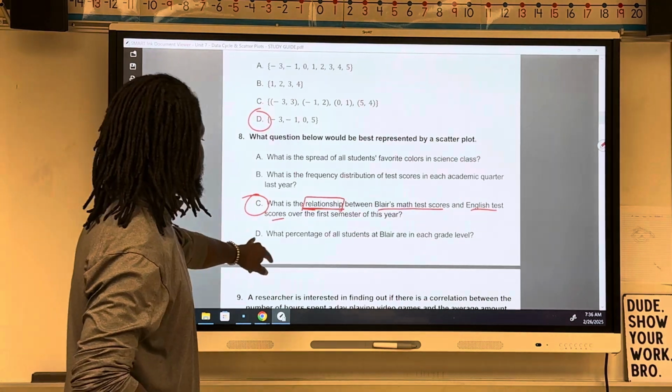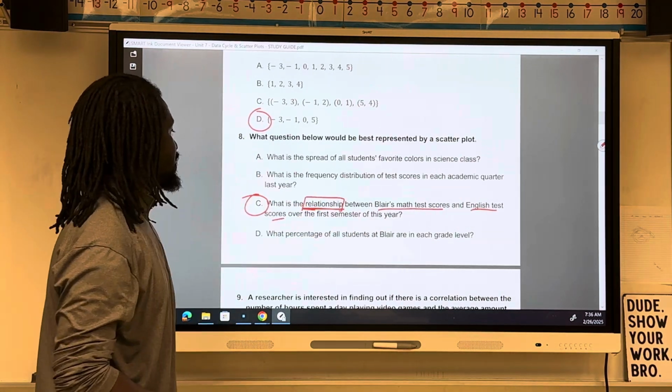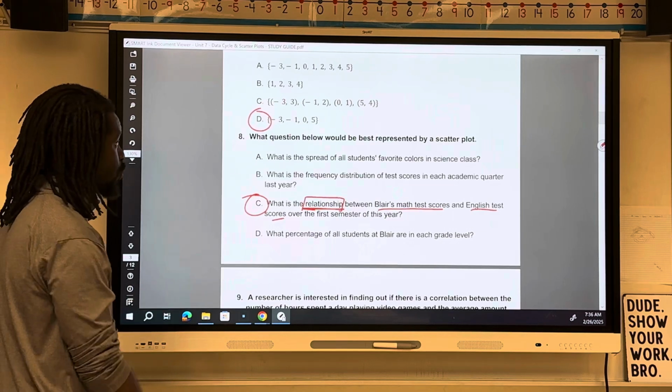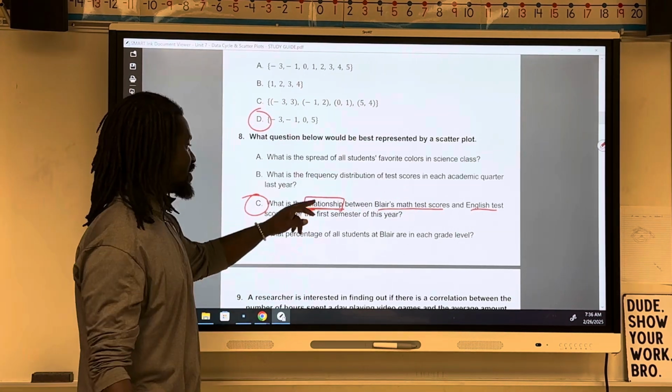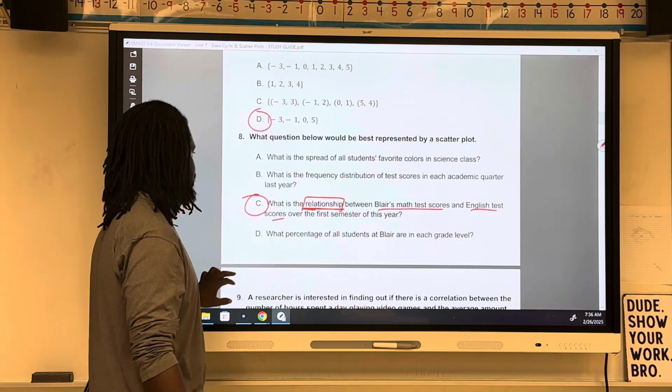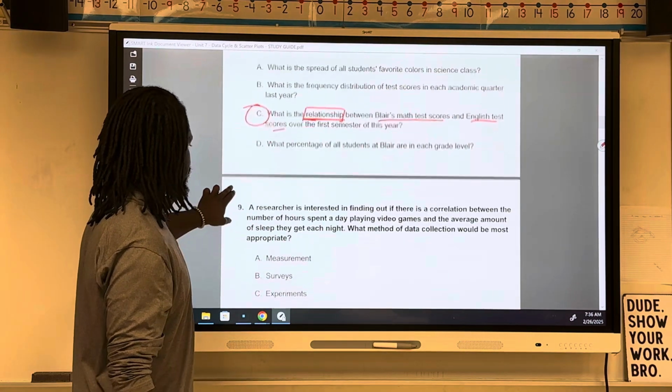All right, that's percentages of all students in each grade level. That's kind of one set of data. Right, so we need two sets, and again, it shows the relationship. That is the key. All right, so relationship.